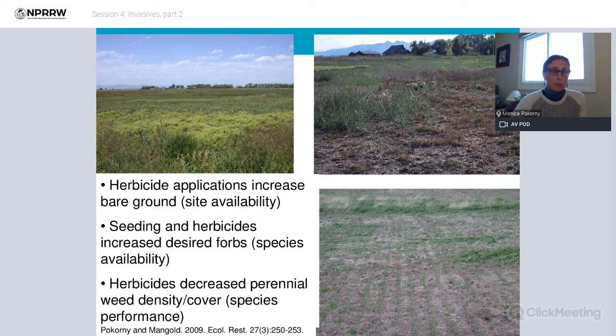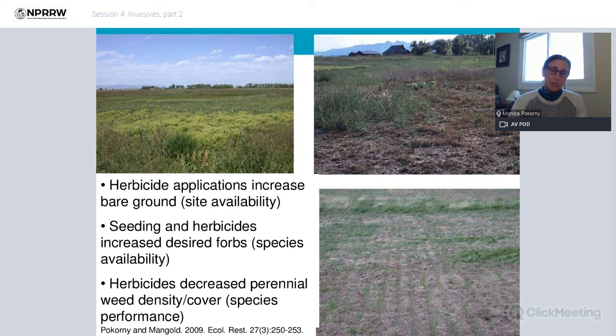And what we found was the herbicide application increased bare ground. And that's not surprising at all. That's what happens in a lot of our projects. And you can see the herbicide worked really well here. But this is where a lot of projects stop.